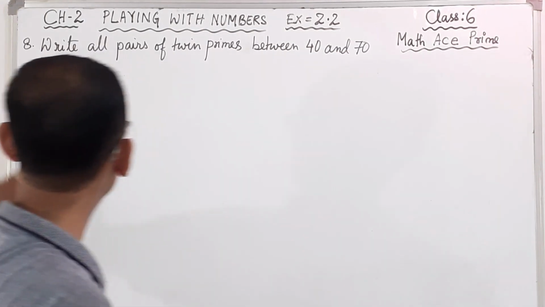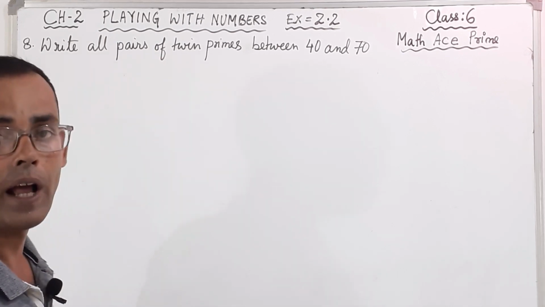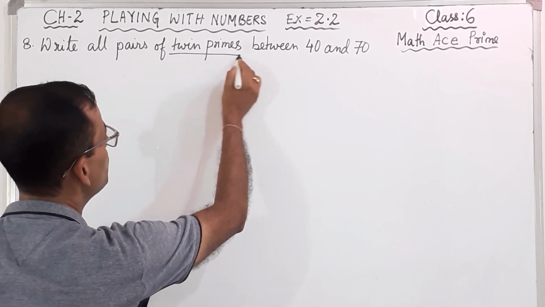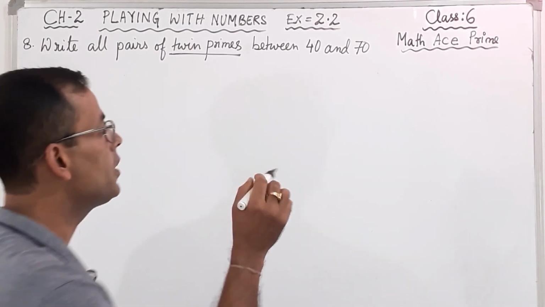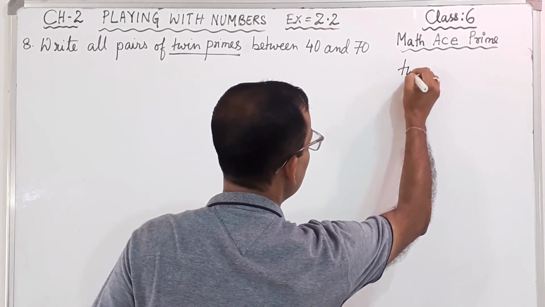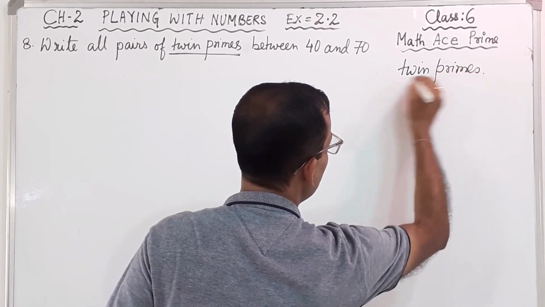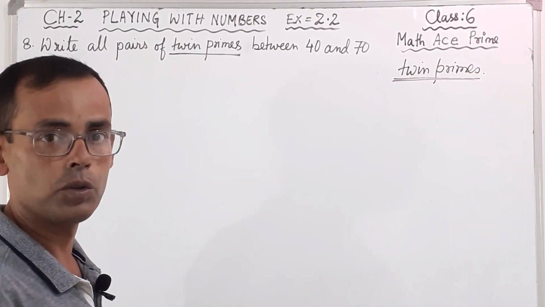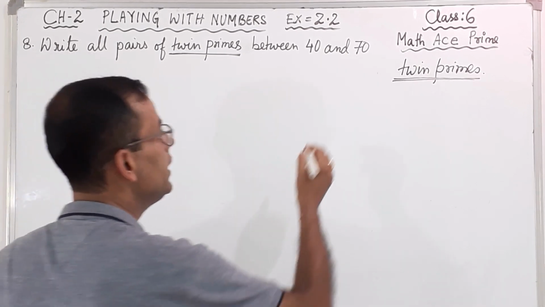Now let us see question number 8. Write all pairs of twin primes between 40 and 70. So you have to write the twin primes. To write the twin primes, we must know the meaning of twin primes. What is the meaning of twin primes? Twin primes means two prime numbers whose difference has to be 2.